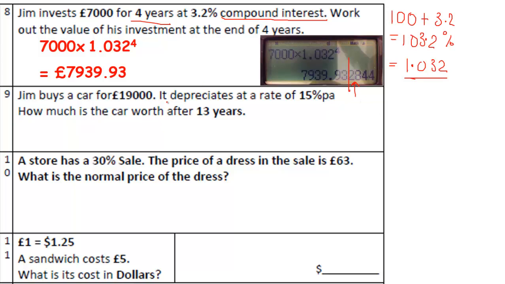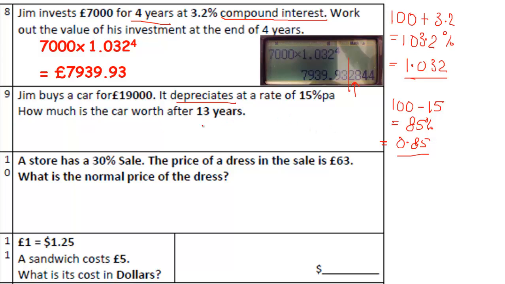Question 9. Jim buys a car for £19,000. It depreciates at a rate of 15%. So depreciation means it's going down in value. So this time I'm going to do 100 take away 15. That's going to be 85%. As a decimal, that's going to be 0.85. Okay, 0.85 is my decimal value.